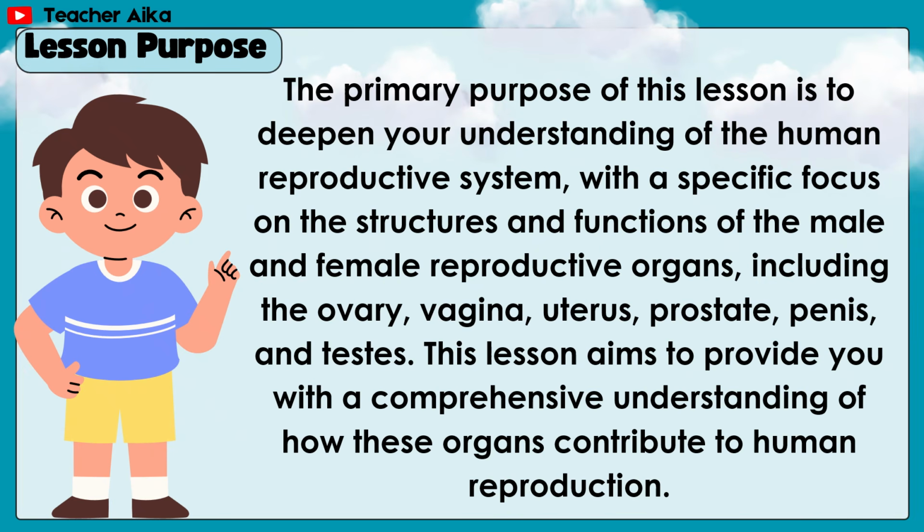Lesson purpose. The primary purpose of this lesson is to deepen your understanding of the human reproductive system, with a specific focus on the structures and functions of the male and female reproductive organs, including the ovary, vagina, uterus, prostate, penis, and testes. This lesson aims to provide you with a comprehensive understanding of how these organs contribute to human reproduction.